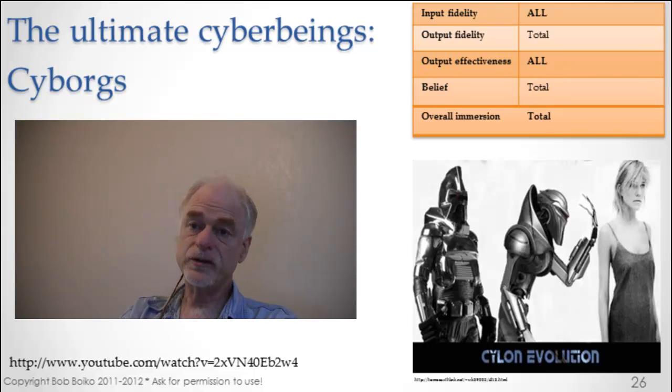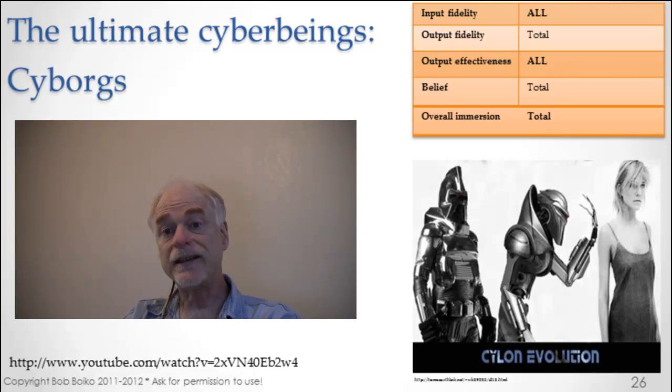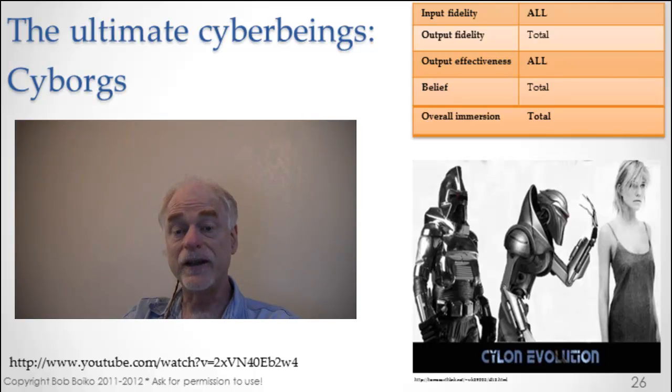So this is a clip from a television show called Caprica, which is a spin-off of another science fiction show called Battlestar Galactica, but that part isn't important. What's important is the vision they give you of the idea of the cyborg, in this case called a Cylon. The idea here is that they look exactly like human beings. They have complete fidelity on the input side. They have complete fidelity on the output side. They have all the same effectors that we have, all the same behavioral effectors. They are completely believing in their own reality, and they're totally immersed in their own reality, right? So this is the ultimate cyber being.